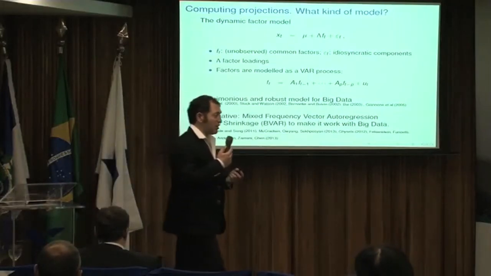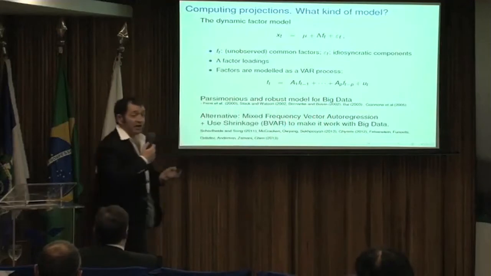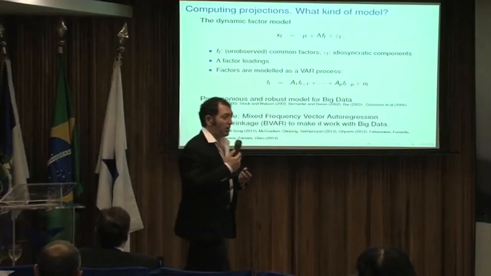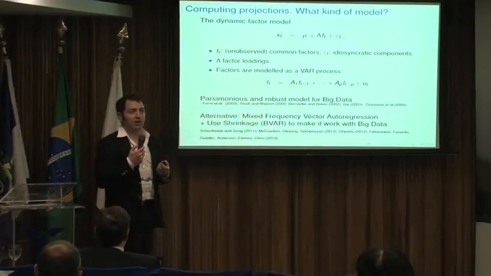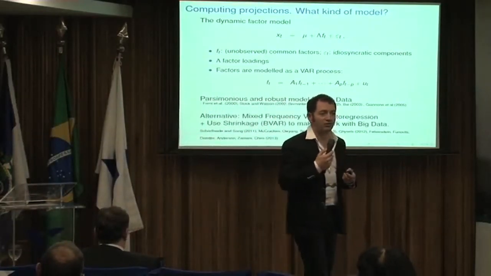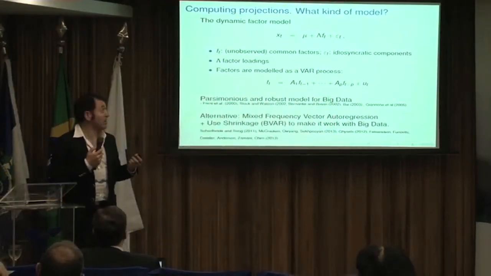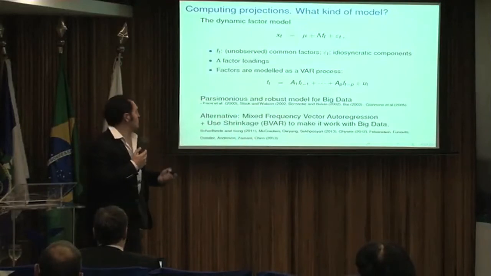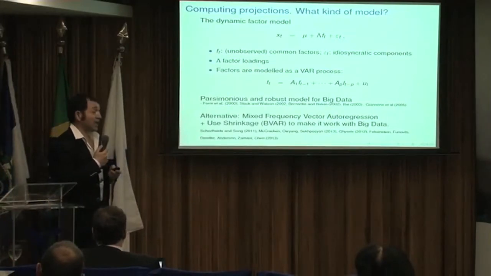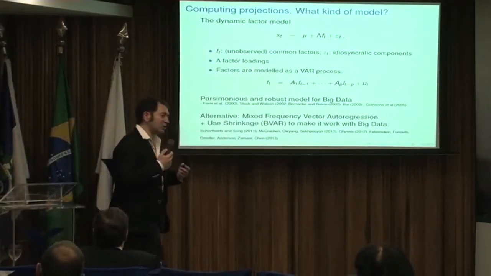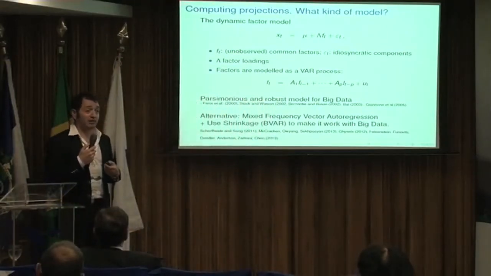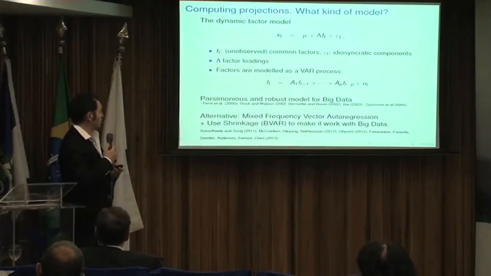So what is a model that has these characteristics? An example is a dynamic factor model. We have heard a lot about this. You gain parsimony by exploiting the fact that macro data comove a lot. If they comove a lot, you can think that there is a common factor driving all of them, and then you model this common factor as a VAR of order p. This model is parsimonious and robust for big data. There has been a lot of recent literature showing that this model works extremely well. It can handle a lot of series. Actually, this is a model that turns the curse of dimensionality into a blessing: a lot of data can be helpful and make the model more robust.